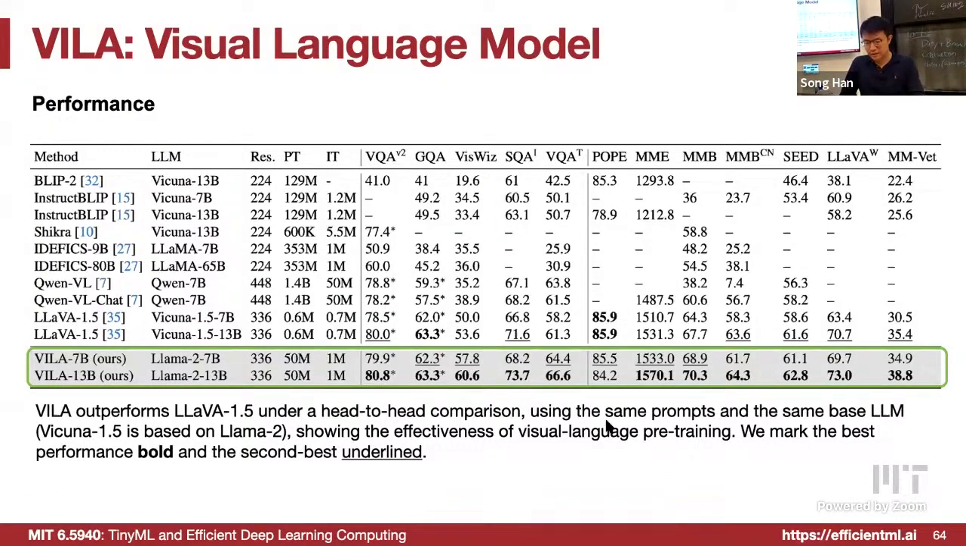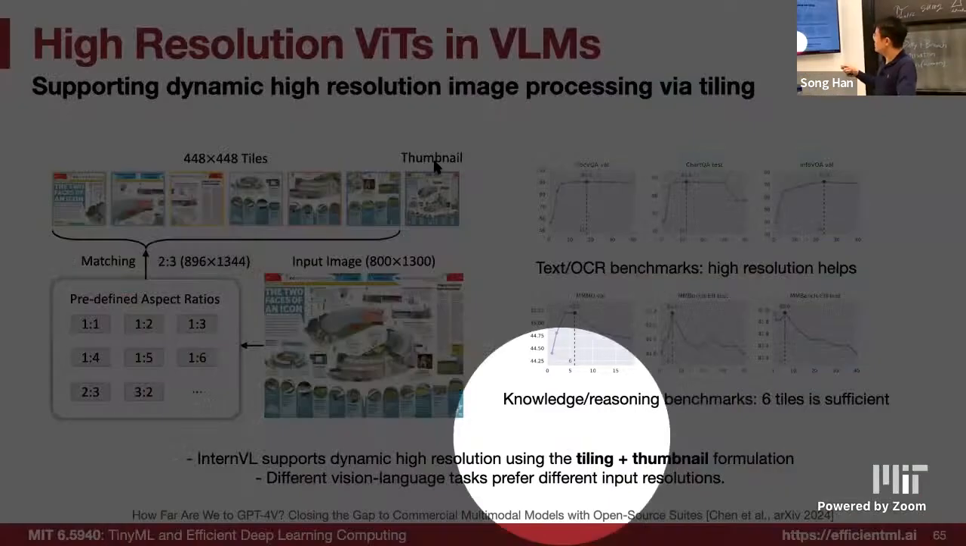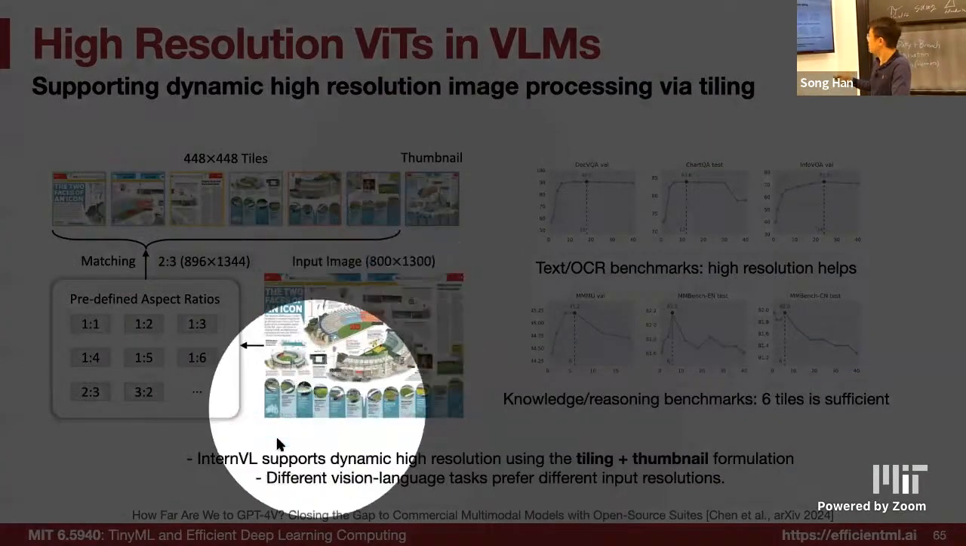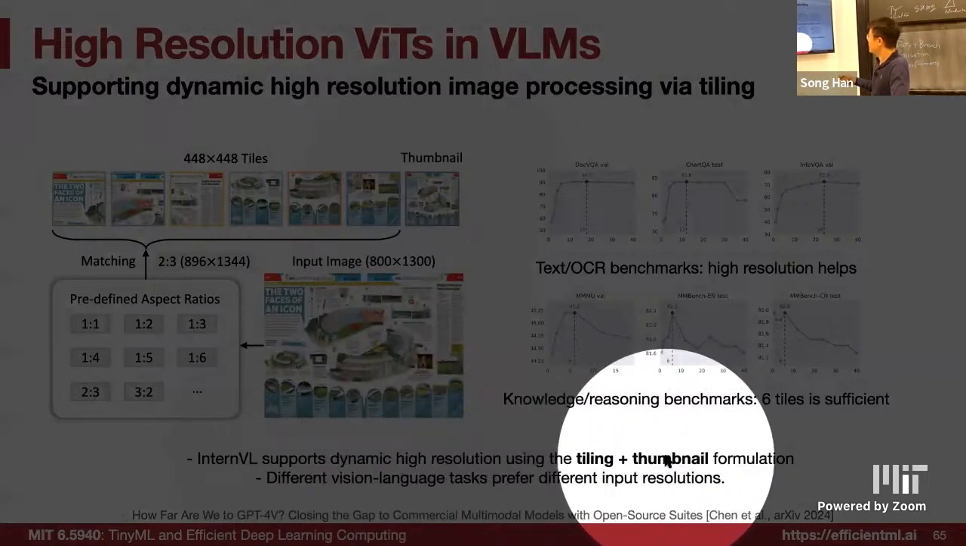So pretty good accuracy, and it's open sourced. Feel free to try it at vila.mit.edu. There are several demos. You can upload your own image or your own video to try it. And just now we mentioned the resolution matters a lot to the performance of visual language models. So how do we deal with very high resolution images, like 800 by 1300? InternVL can support dynamic high resolution using tiling plus thumbnail.